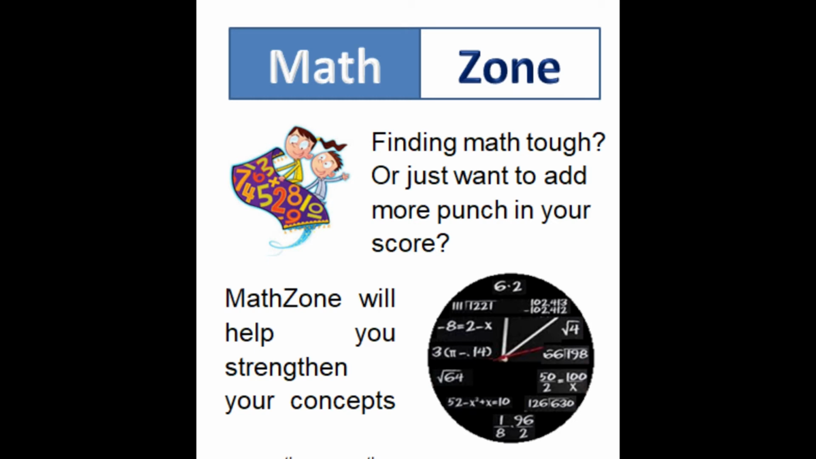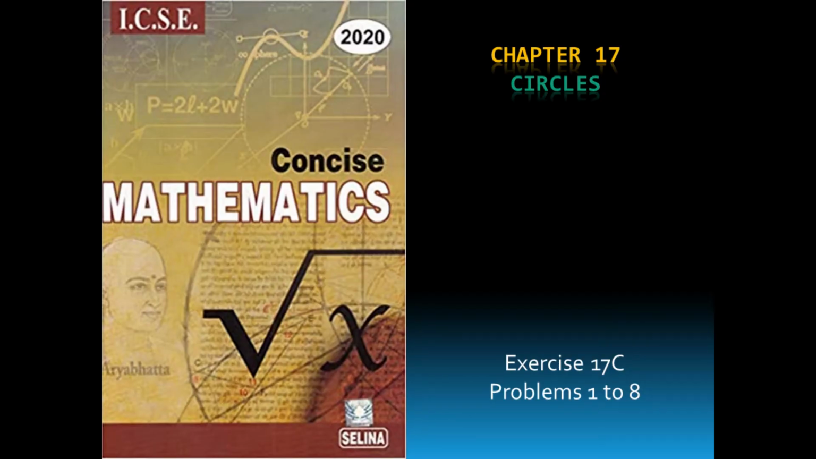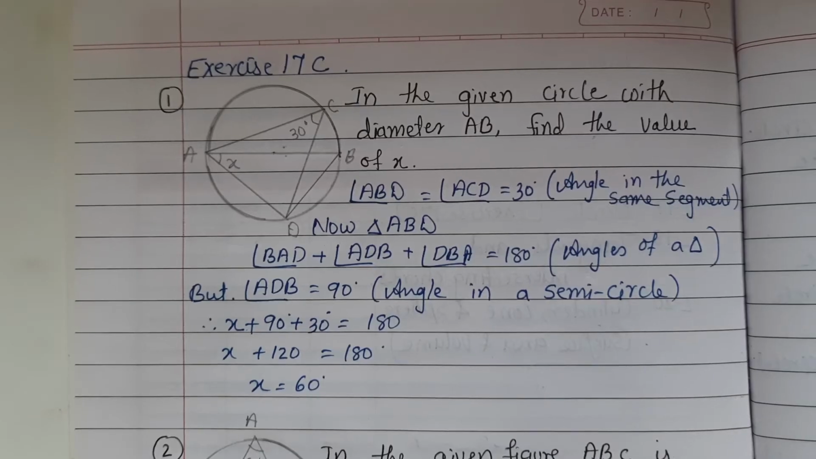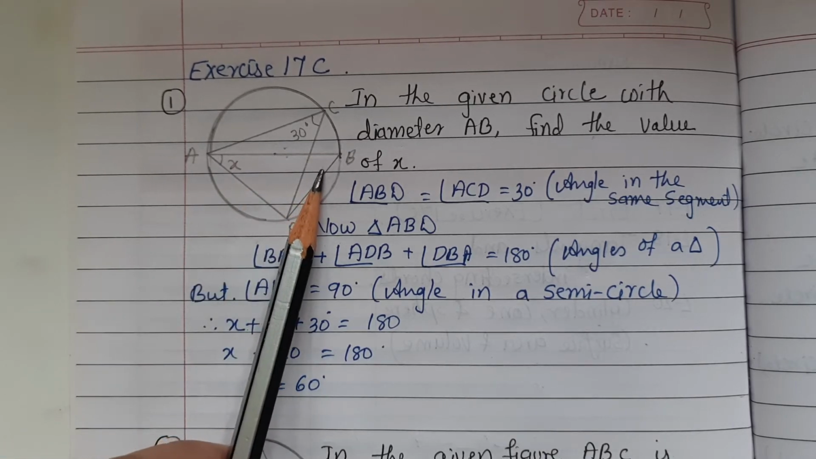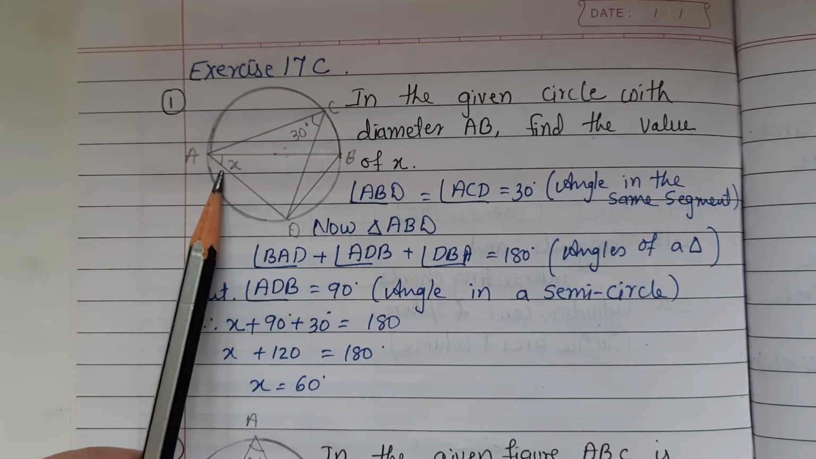Class 10, Chapter 17, Circle. Exercise 17C, sum number 1. In the given circle with diameter AB, find the value of x.